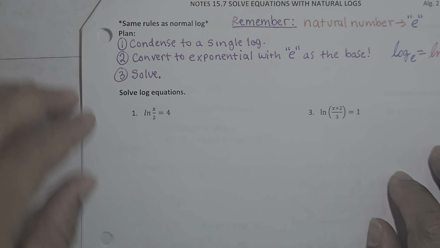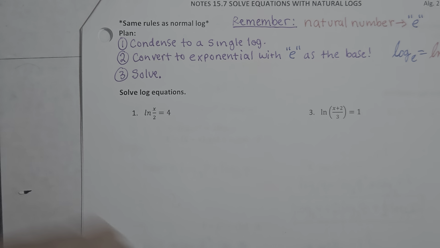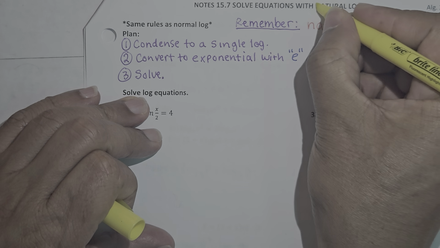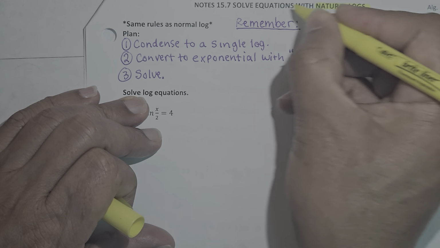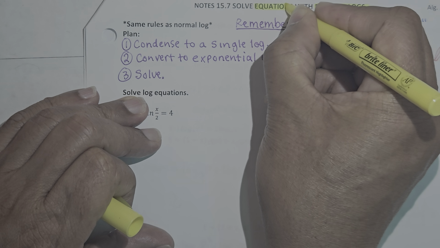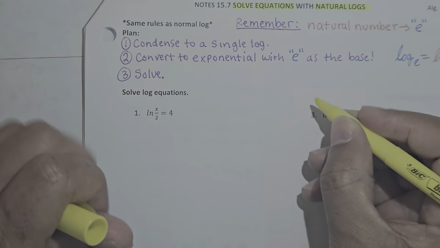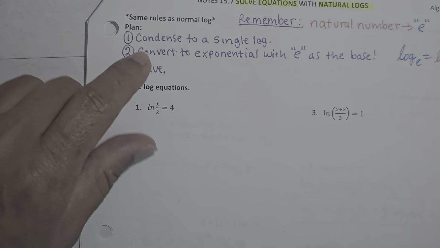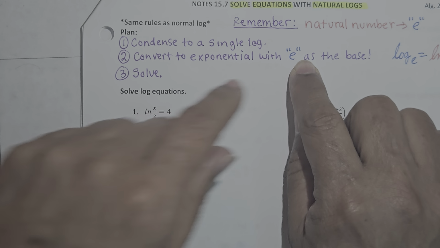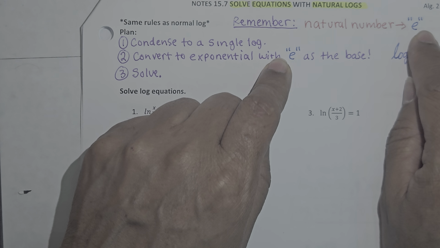In this lesson, I will cover how to solve equations, and today we're doing natural logs. To solve natural logs, you first condense to a single log, just like the previous lessons, then convert to exponential with the base. The base is the number e, and don't forget this is called the natural number.